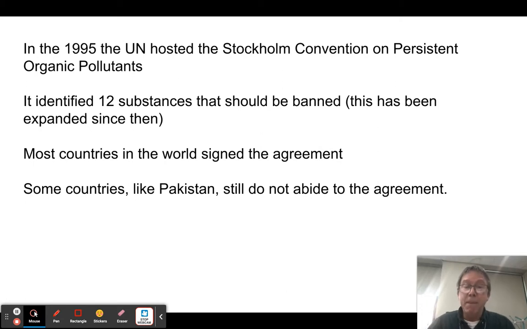But it's gotten much better, and many species have rebounded, but it's still out there. There are still species affected because these things are so darn durable that even though their levels have gone down, they're still out there.